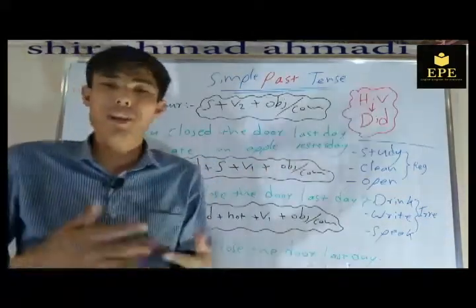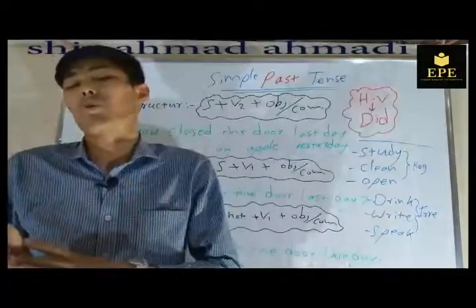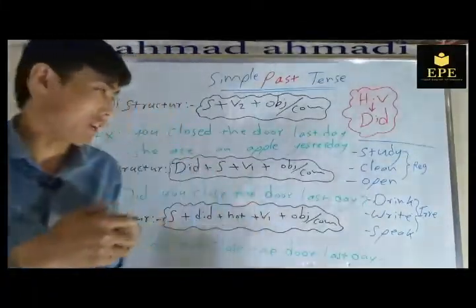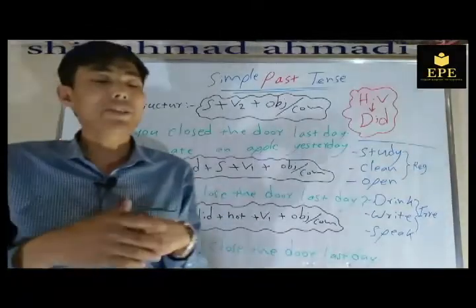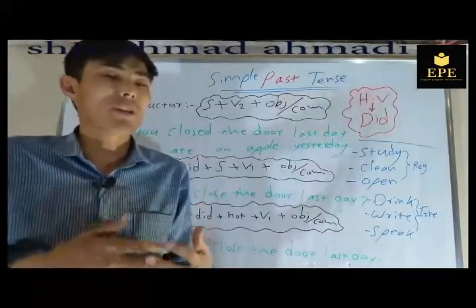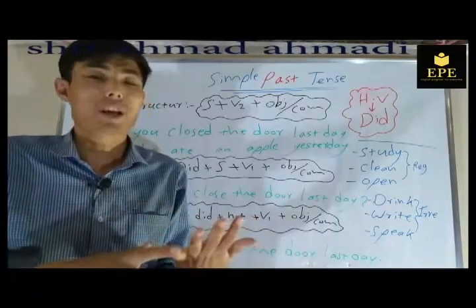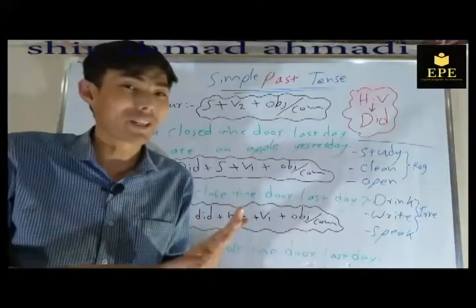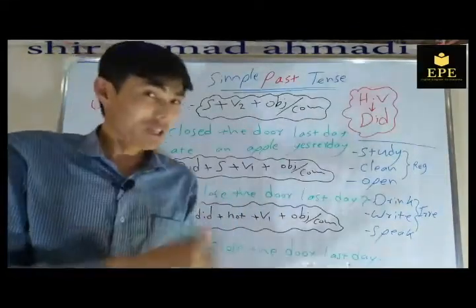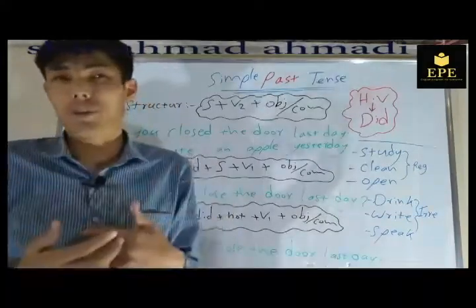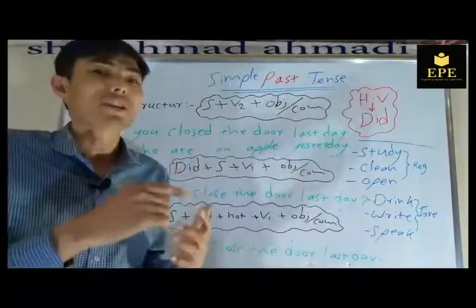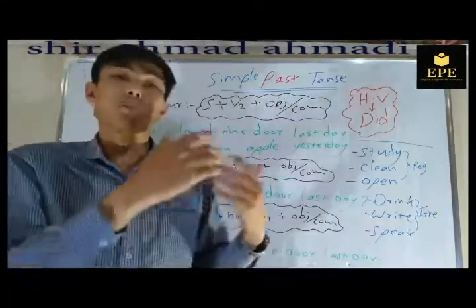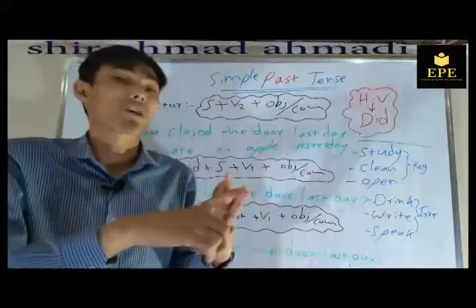Okay, can you give me another example and change to the question form and negative form? Okay, I give you another example. I speak English. This one is simple present. Simple past tense: I spoke English. Did I speak English? I did not speak English, like this. Speak is an irregular verb. The first form is speak, spoke, and spoken. First form, second form, and third form.